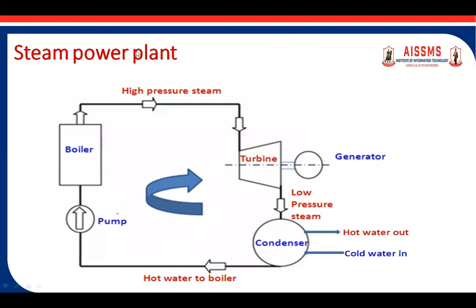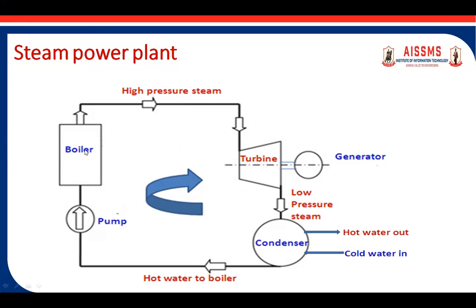Then the steam power plant. Here, if you see in the steam power plant, the structure is the same as we discussed earlier in the solar power plant. The boiler is there, then the turbine, the condenser, and the feed pump. The basic elements are the same. Only the solar flat plate collector is replaced by the boiler. The steam power plant is also called the thermal power plant.